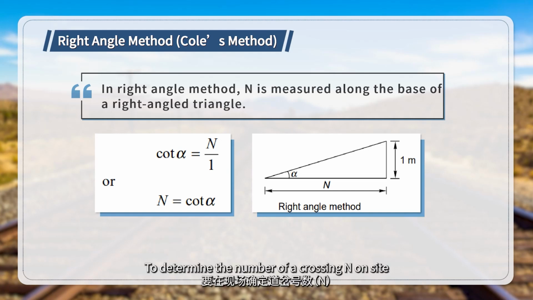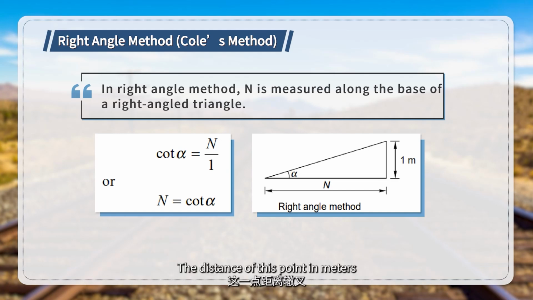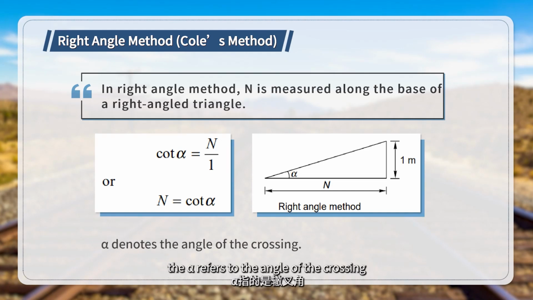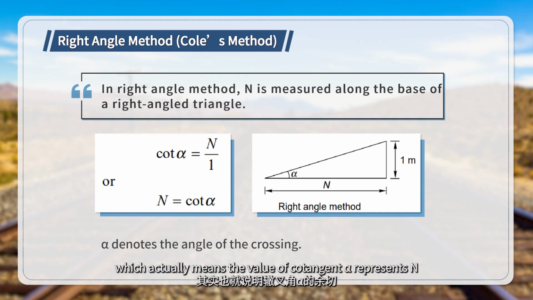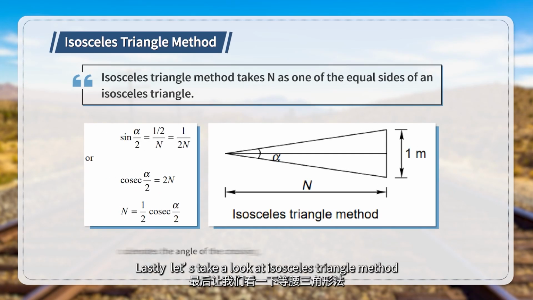To determine the number of the crossing n on site, the point where the 1 meter offset gauge face of the turnout track is marked. The distance of the point in meters from the theoretical nose of the crossing gives n. In this method, the alpha refers to the angle of the crossing. Then, cotangent alpha equals n over 1, which means the value of cotangent alpha represents n, the number of the turnout. Lastly, let's take a look at the isosceles triangle method.